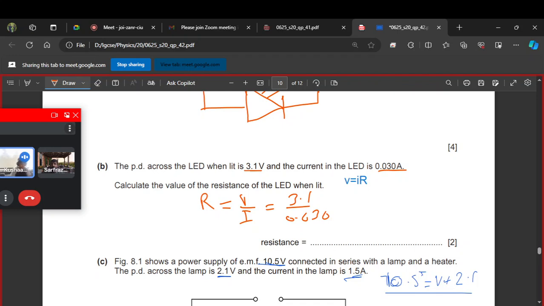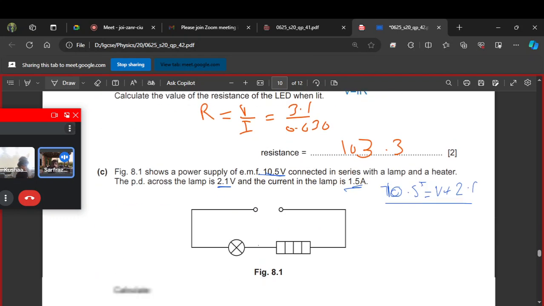3.1 divided by 0.03. 103.3. Okay, 103.3. Very good.